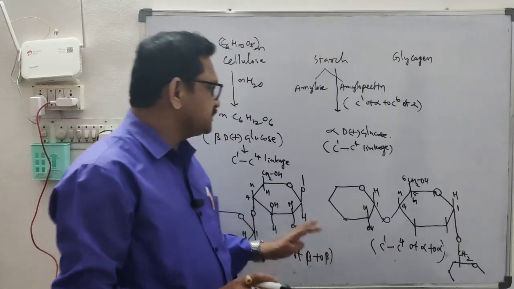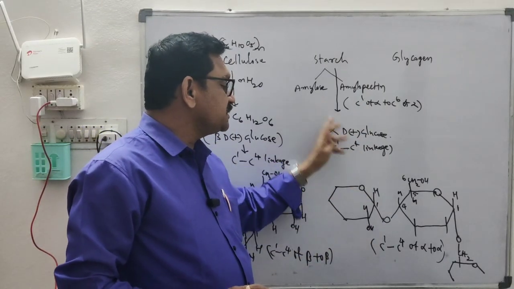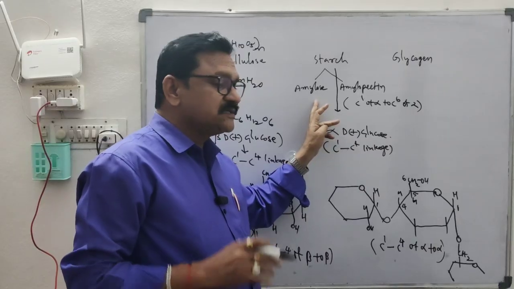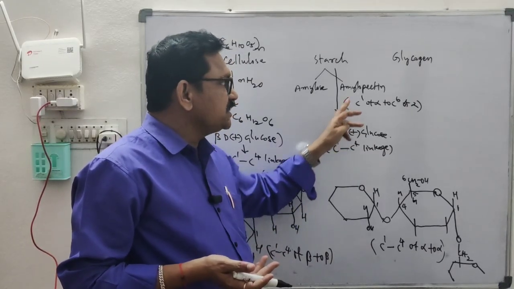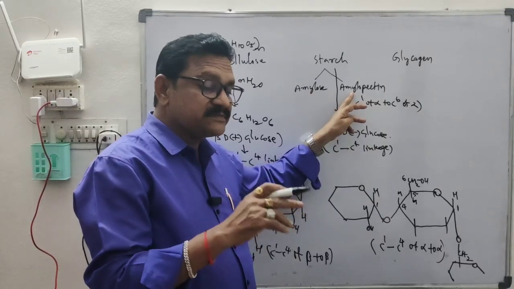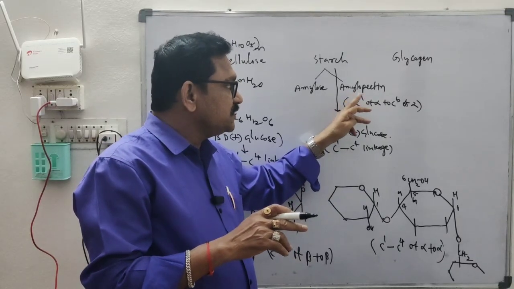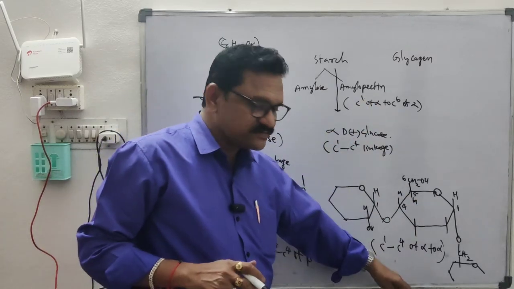This is nothing but amylopectin. The difference between amylopectin and amylose: amylose is a linear polymeric chain of a number of alpha glucose. Amylopectin means a complex branched chain of polymer, linked through C1 of alpha to C6 of alpha. That is how the branches come.